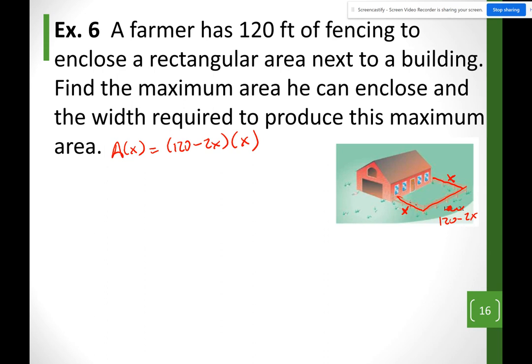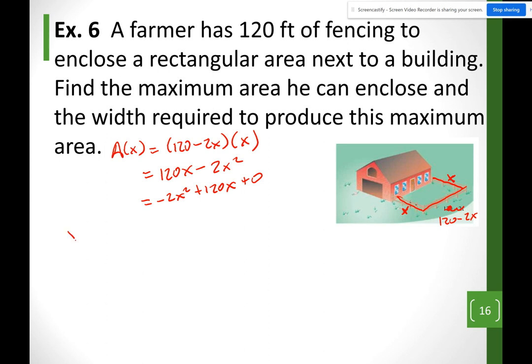So that gives me the area of my rectangle is 120x minus 2x squared. Let me rearrange things a little. I'm going to write this as negative 2x squared plus 120x. I'll even add the plus 0, so just that way I have a trinomial. I'm going to find my vertex.